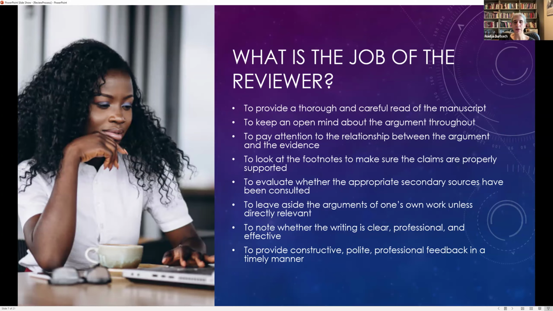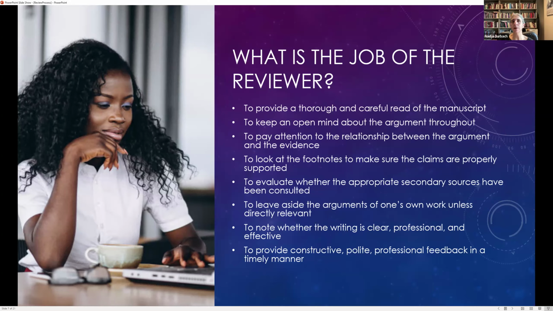So some of this stuff will be really obvious, but sometimes people do reach out to us and say, what are you looking for? What should I do? So obviously, the most important thing is you're providing a really thorough and really careful read of the manuscript. You may feel the need to read it more than once, but you're not required to do that if the first time through you're being really attentive and careful.